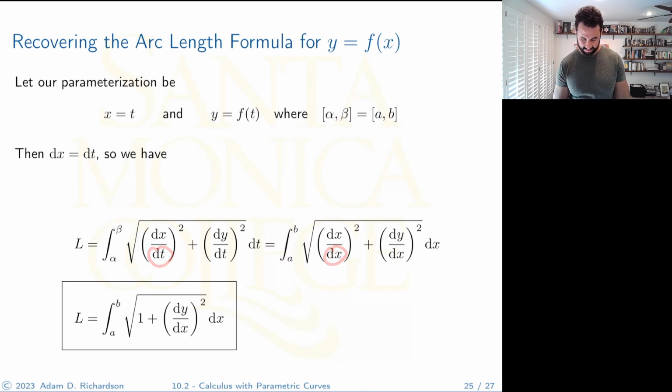dt is dx. Well, dx divided by dx is 1, and 1 squared is 1, so this becomes 1. And then here we have dy/dx still, and so voila. We get the arc length formula that we derived back in section 8.1. Ta-da! I think that's kind of cool. Okay, so there's the arc length formula.